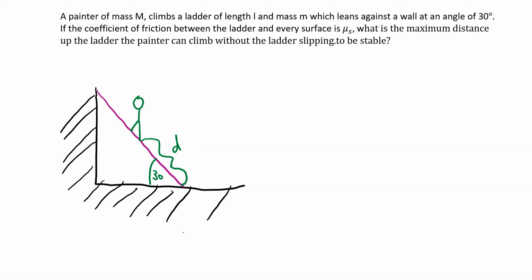So you can imagine that if the painter gets to a certain part, then all of a sudden there's too much, you can think of it as pressure on the top, and it starts to slide down, right? We won't look at pressure. Instead, we'll treat this as an equilibrium problem. The ladder shouldn't move. And so the conditions for equilibrium are, we want sum of the forces to be zero, and we want sum of the torques to be zero.